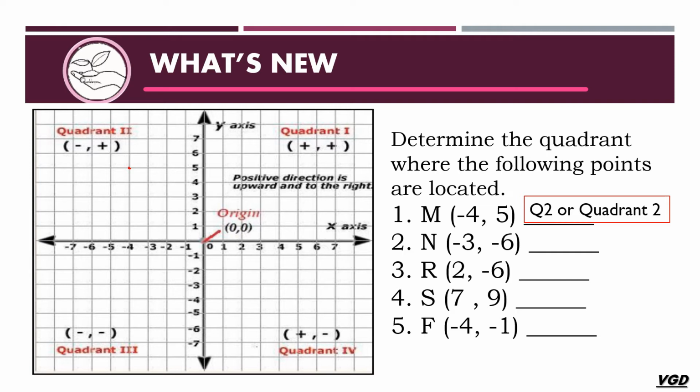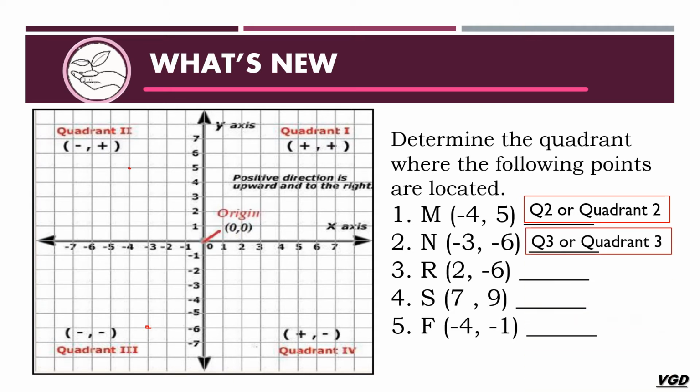Let's have number 2. We have point N, and the coordinates are negative 3. The x value is negative 3 and negative 6. Alright, so what quadrant is it?